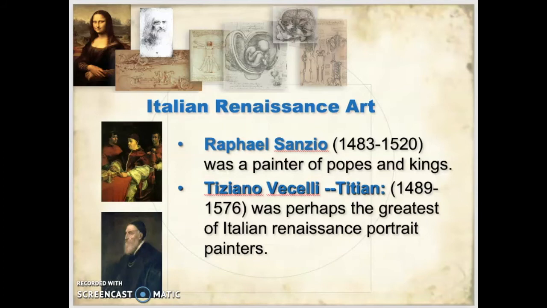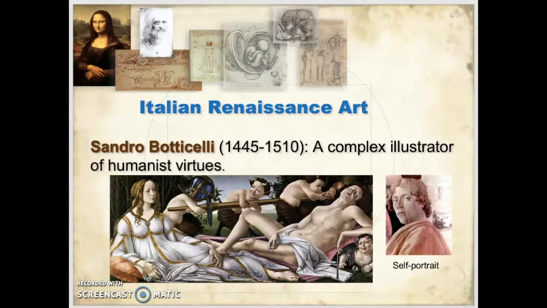A couple of other Renaissance artists are Raphael Sanzio. He was a painter of popes and kings, and you can see a portrait of one of the popes in that picture. Also Tiziano Vecellai, artists know him as Titian. He was maybe the greatest of the Italian Renaissance portrait painters, and he painted the portraits of many wealthy and influential people.